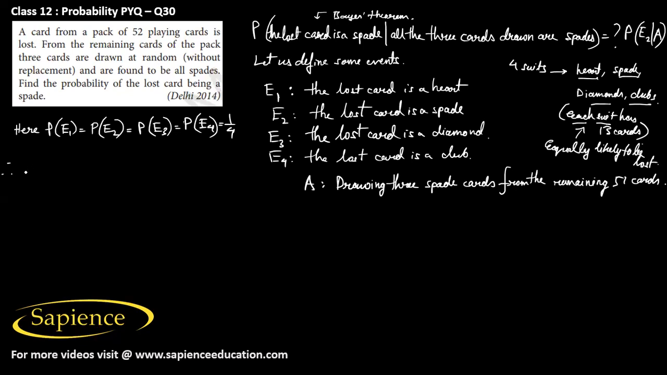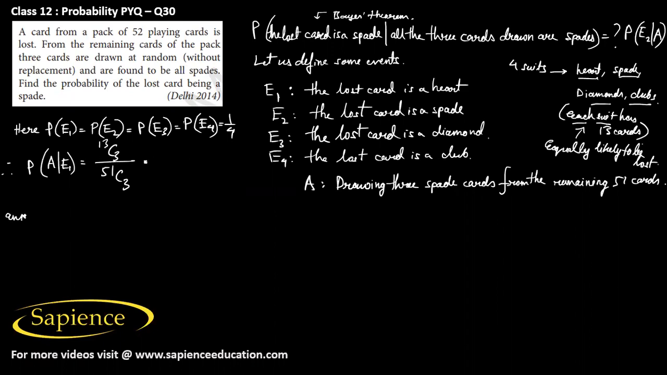So therefore, here we have to find the probability that all 3 cards are spades, given that the lost card is a heart. Suppose the lost card is a heart, then 51 cards are remaining. Out of them, 3 cards we have to choose by 51 C3 ways. Since the lost card is a heart, all the 13 spades are remaining. So that will be 13 C3 by 51 C3.